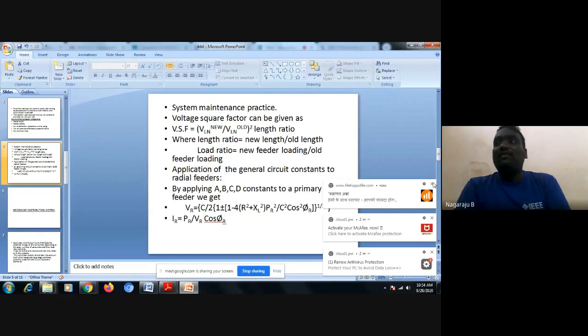Then we have the length ratio and the voltage ratio. The length ratio is nothing but the new length to the old length. Whenever I want to load a particular feeder depending on the substation level, and I want to increase it, the length already there is around 33 kilometers.